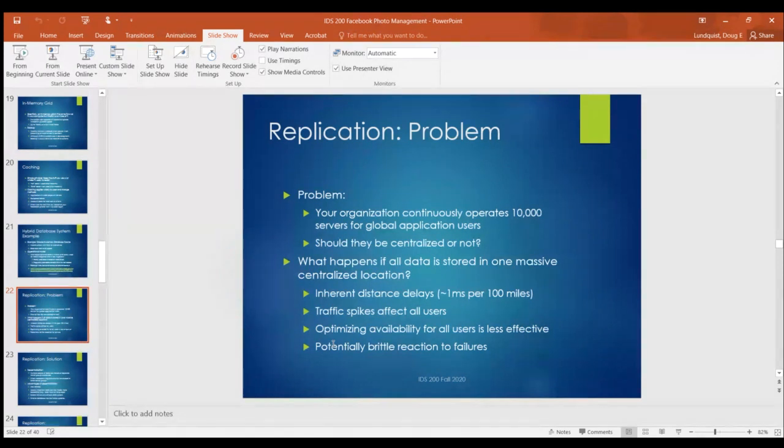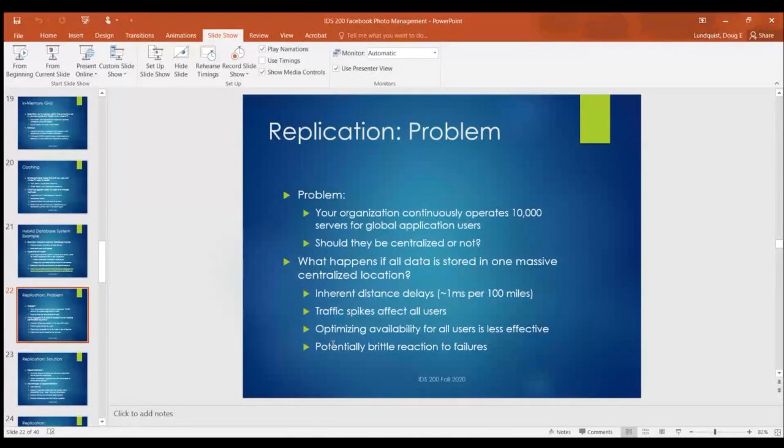If it's 4 a.m. in the US and it's a US data center, then yeah, you can shut down a large part of that or do other things in the back. You can synchronize databases. But otherwise, if you have a fairly constant load, then you have to manage around that. The last thing, potentially brittle reaction to failures, right?